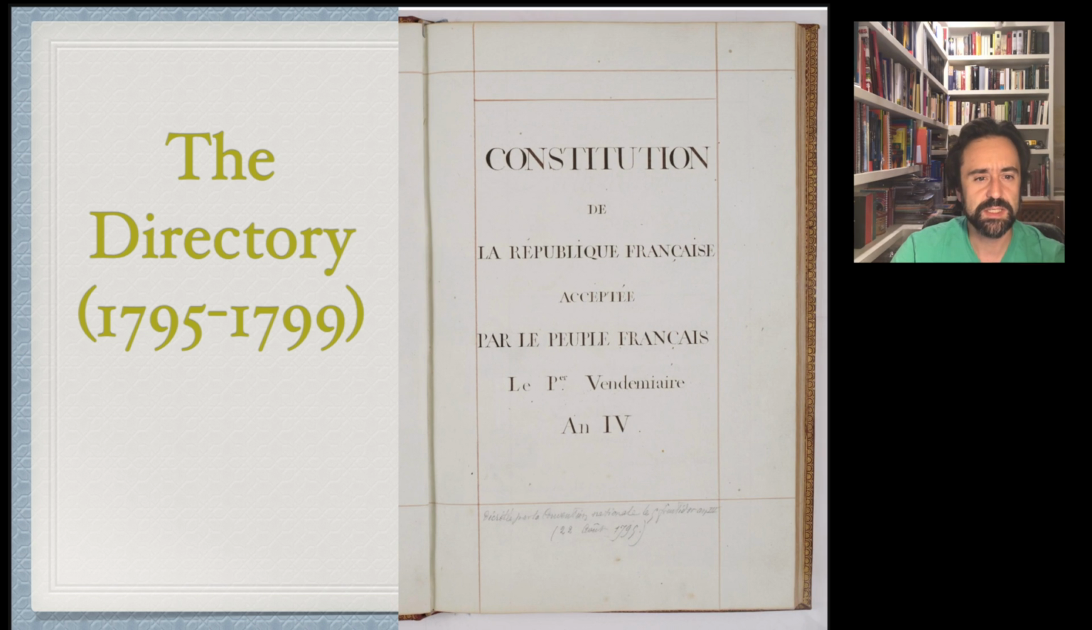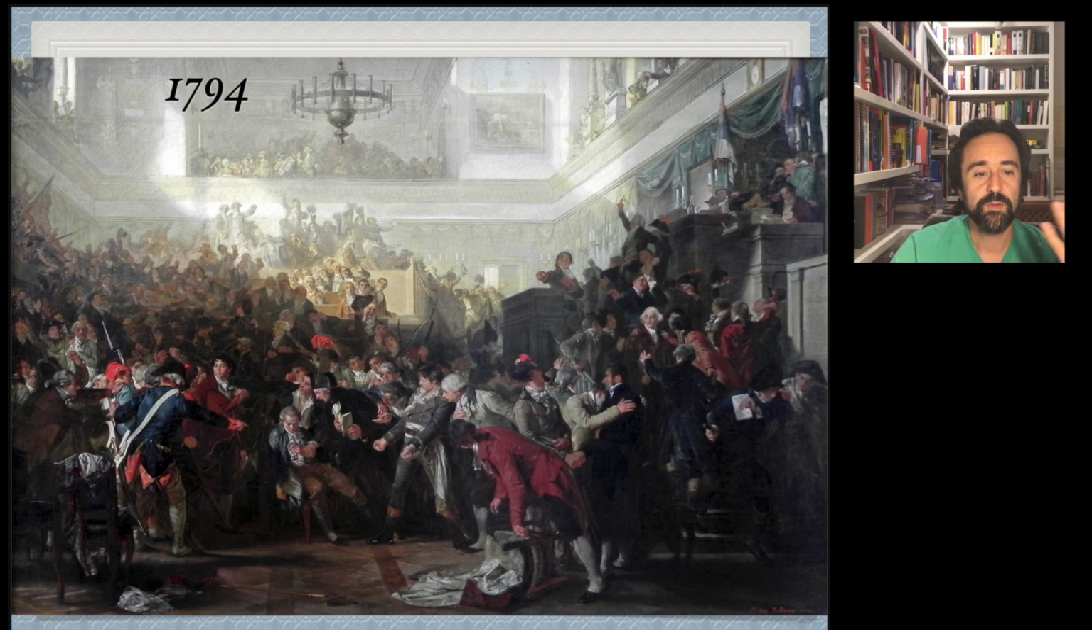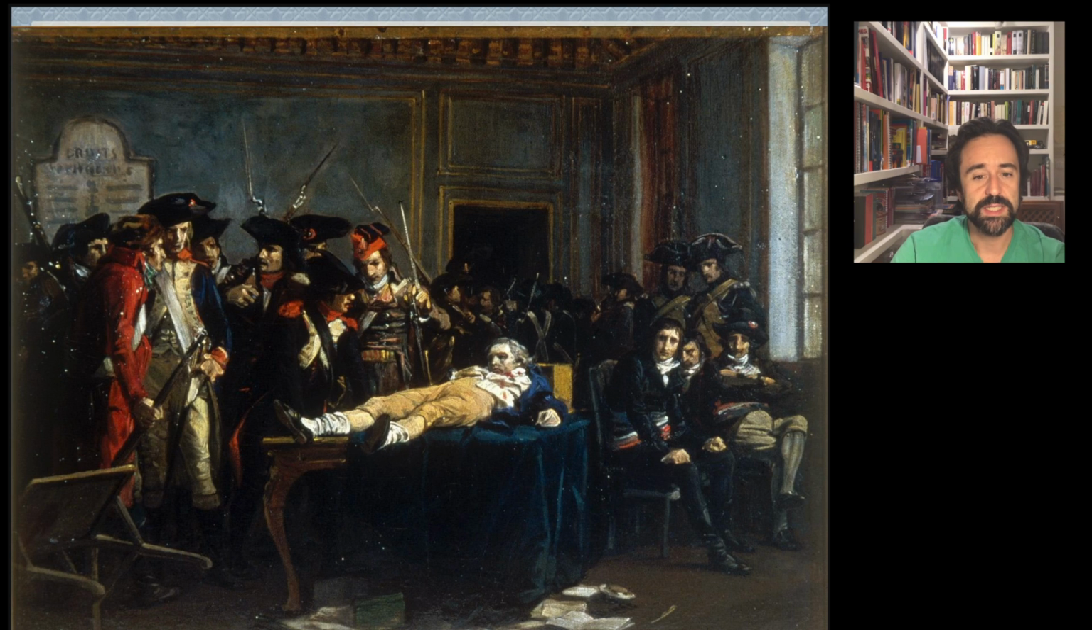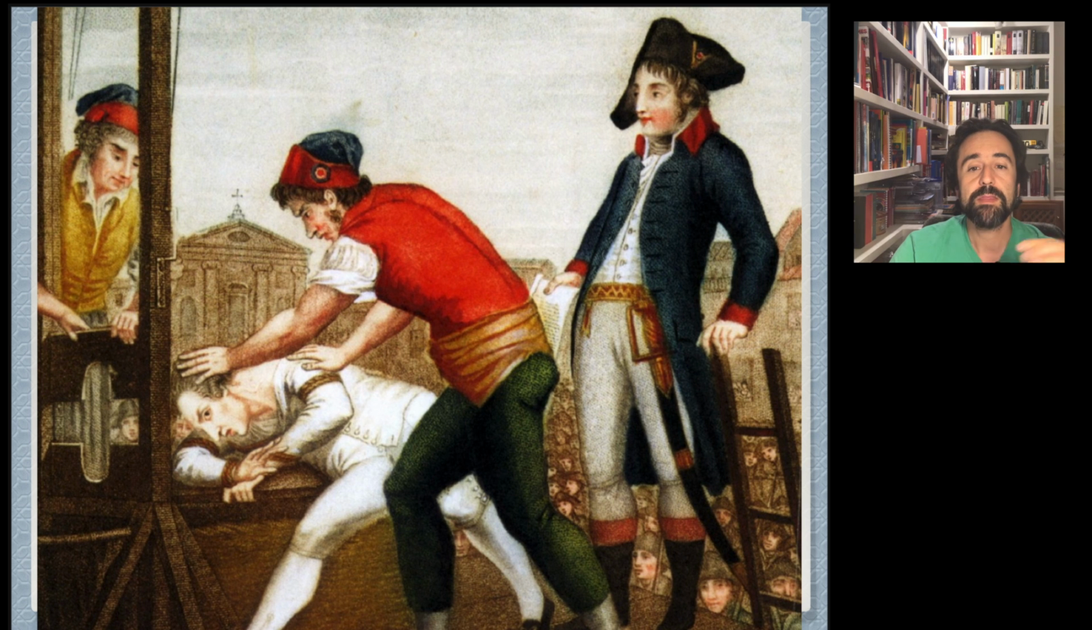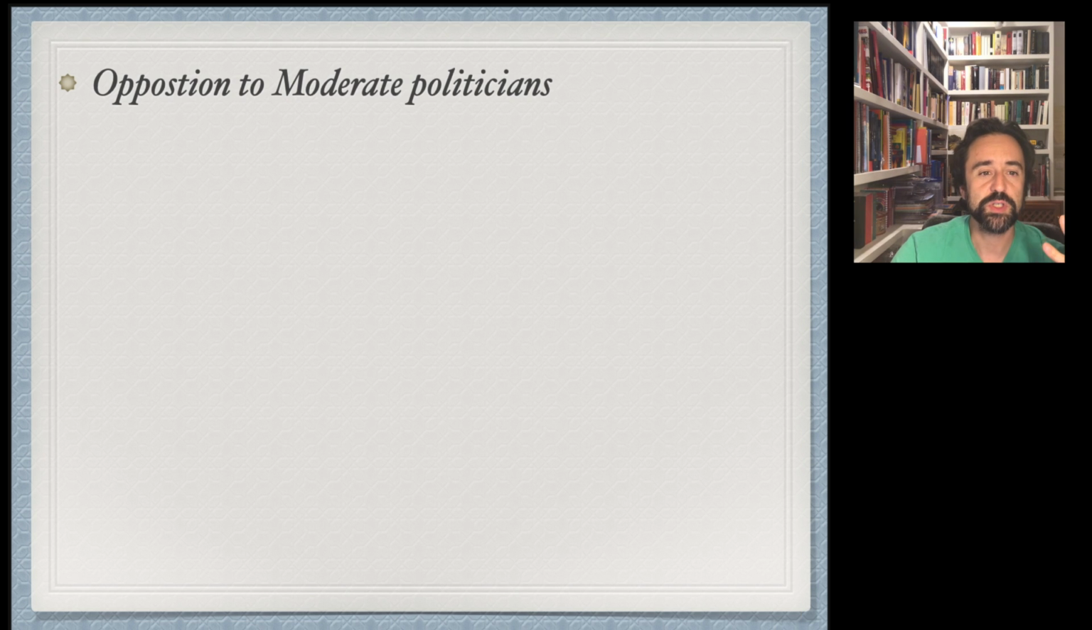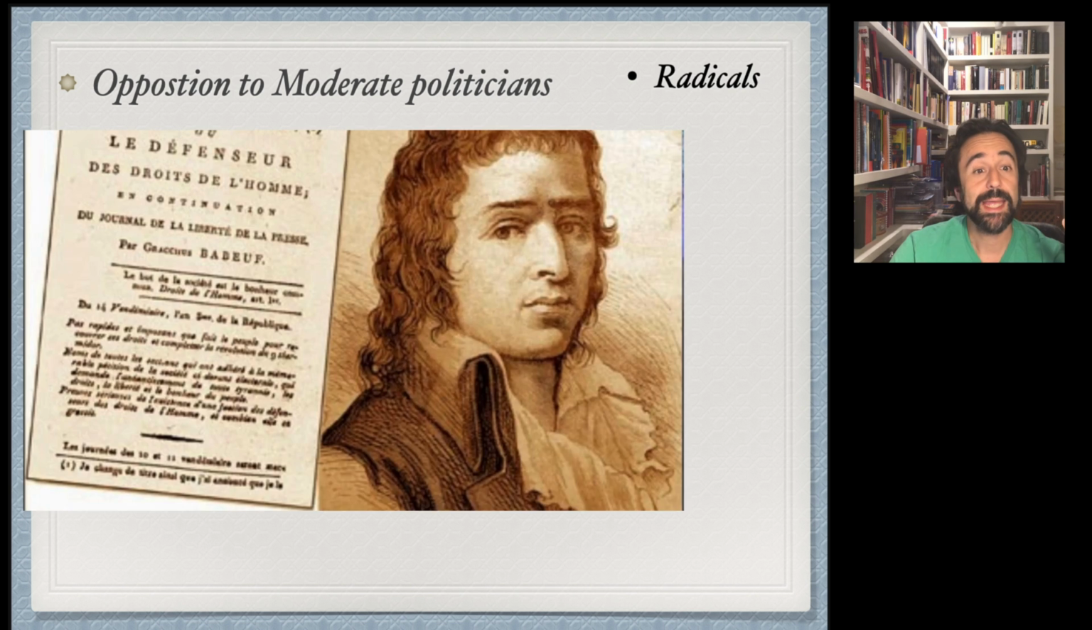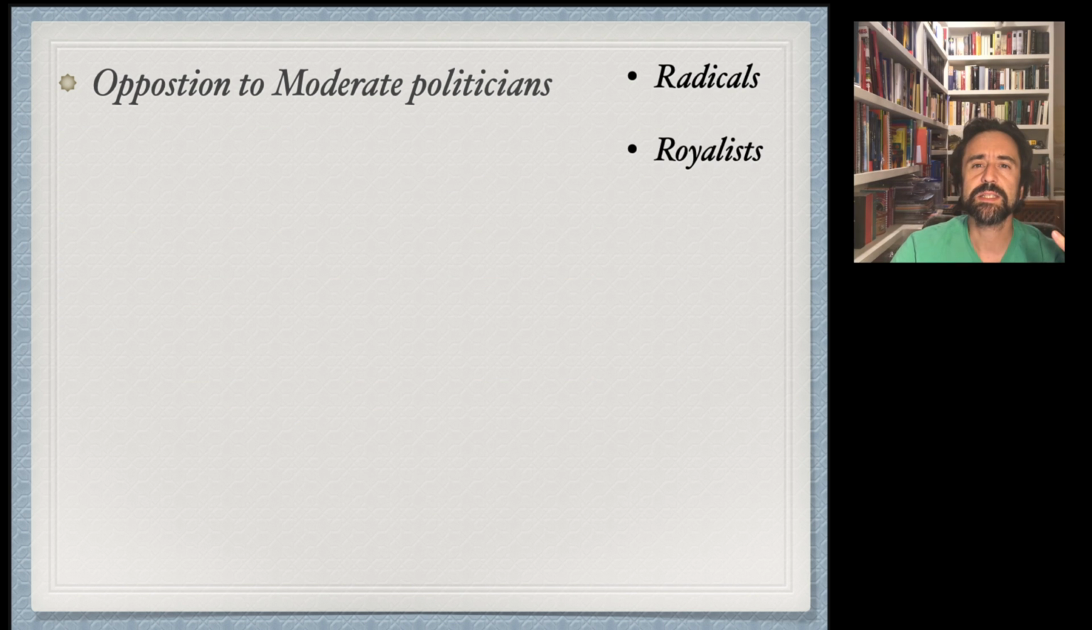So they created this directory, five people, for this republic, and then moderate revolutionaries achieved power. What's the problem with moderates? Moderates faced opposition. This opposition to the moderate politicians was carried on by radicals. The radicals want something more, and not only radicals but royalists, people who wanted to have a king in France. They want France as a kingdom. They don't want a republic.